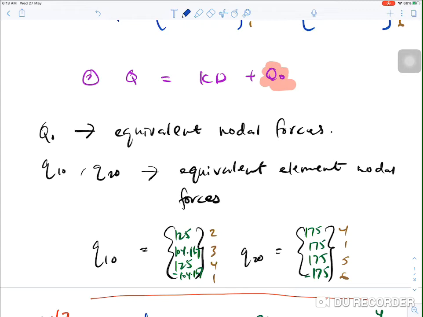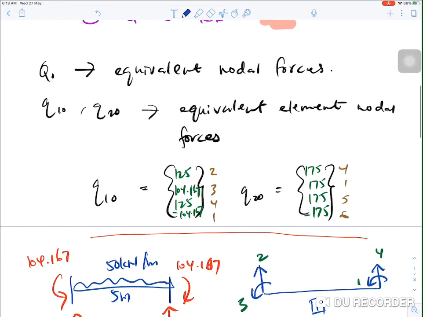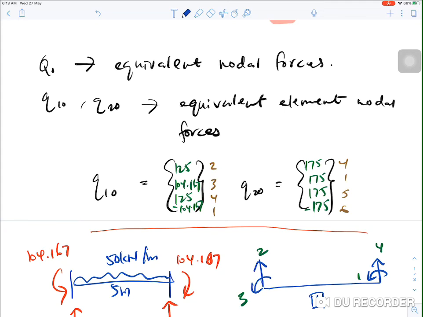Okay, because there are 2 elements, so it is called equivalent element nodal forces. There are 2 elements, so Q1 naught, Q2 naught. Okay, there will be 4 values depending on the degree of freedom for each element, and the labels for the degrees of freedom will be the same as the element stiffness matrices. Okay, for element number 1, Q1 naught, it is 2341, and for element number 2 it is 4156.